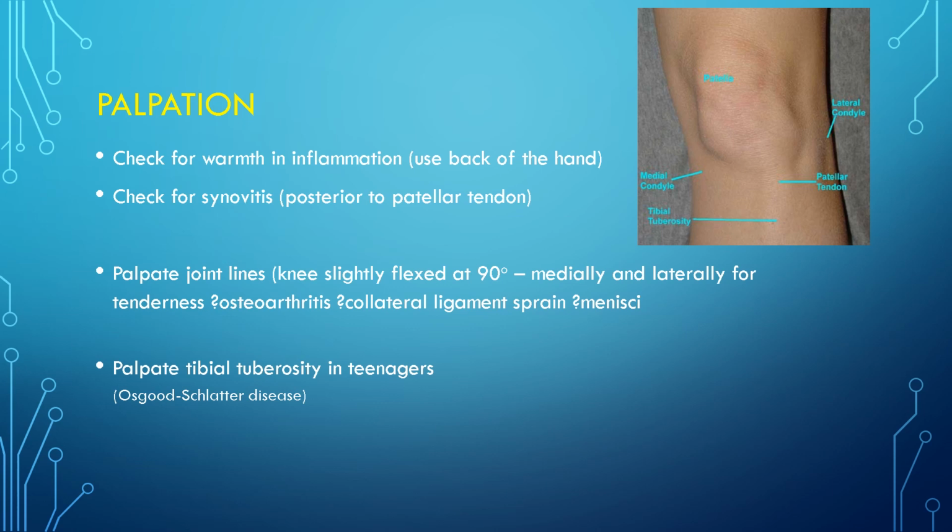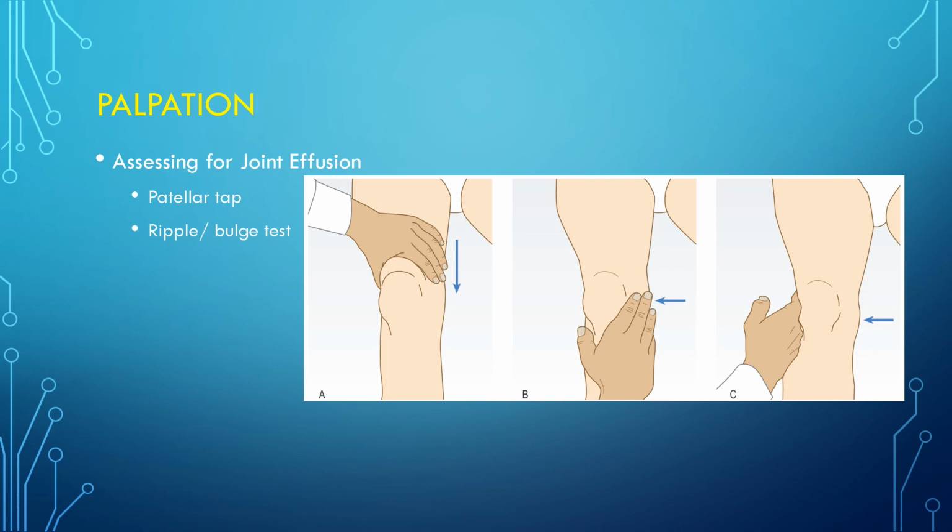With anterior knee pain, you want to palpate around the different bursae, but also palpate the tibial tuberosity, because this is the site where the patellar tendon inserts and is where you get Osgood-Schlatter's disease occurring. Another aspect of palpation is assessing for a joint effusion.